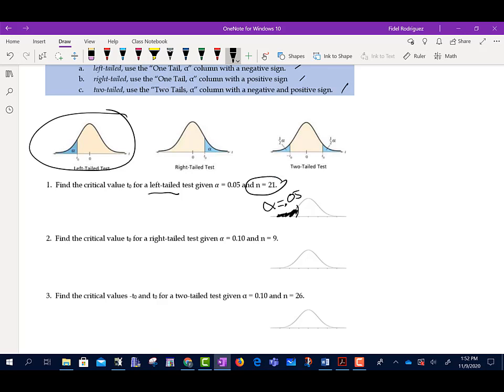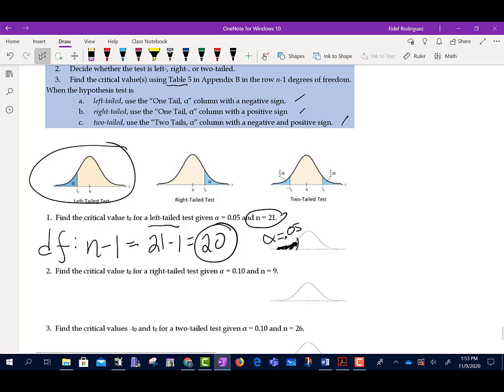If you remember, we did this in chapter 6. We had the concept of degrees of freedom, and degrees of freedom was always going to be n minus 1. So in this case, it's going to be 21 minus 1, which is 20. I'm going to show you how to do this using my chart, and then I'll show you how to do it using the calculator.